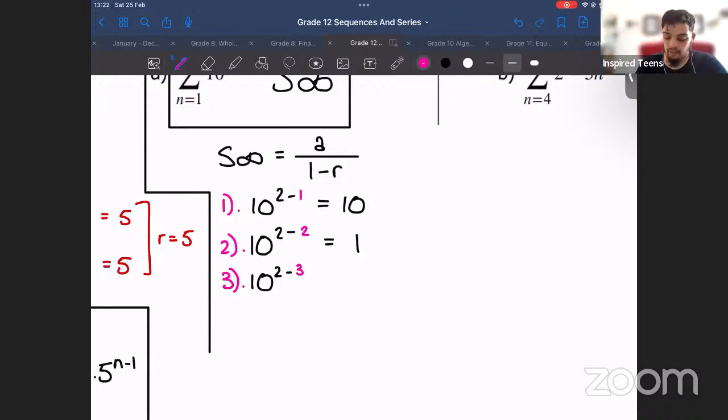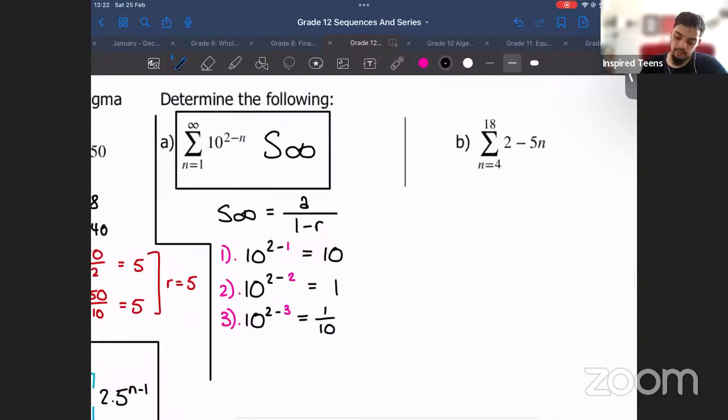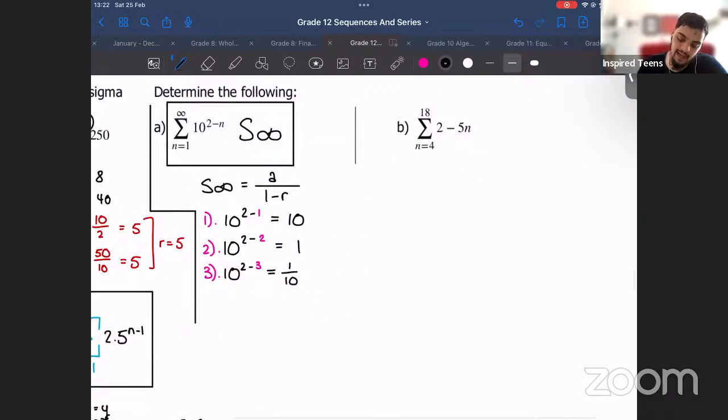So 2 minus 3 is now negative 1. 10 to the power of negative 1, 0,1 or 1 over 10. Okay. So they want us to calculate sum to infinity. Now, in this case, I have A. A is equal to 10. My first term is equal to 10.